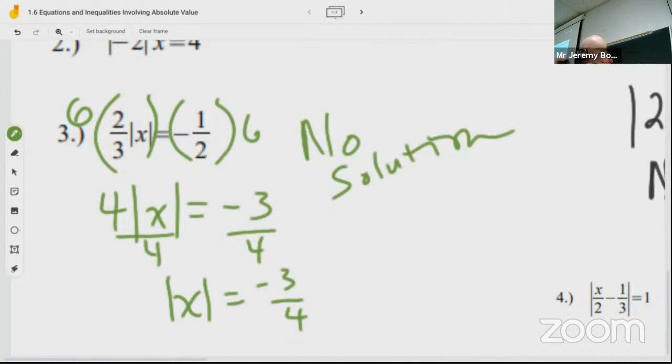Now, from the beginning, you may say, well, it was equal to a negative at the beginning. Can't we just assume that it's no solution? You got to be careful. Because what if the problem was negative 2/3 times the absolute value of x equal to negative 1? That one does have a solution. So you need to be careful and get the absolute value by itself before you make that next step.